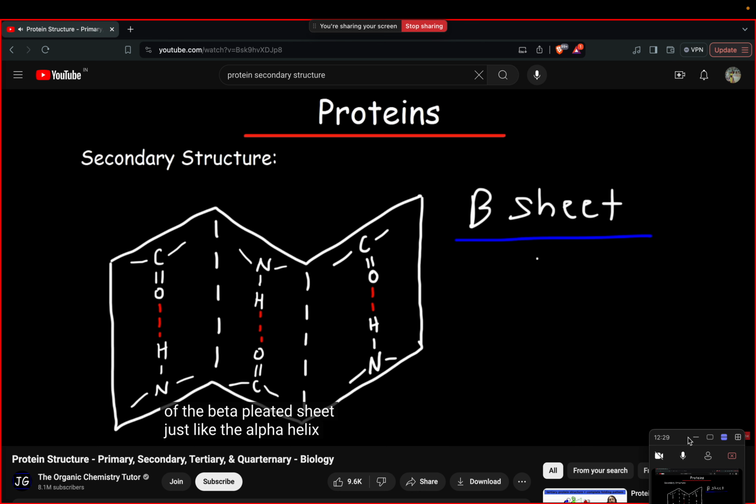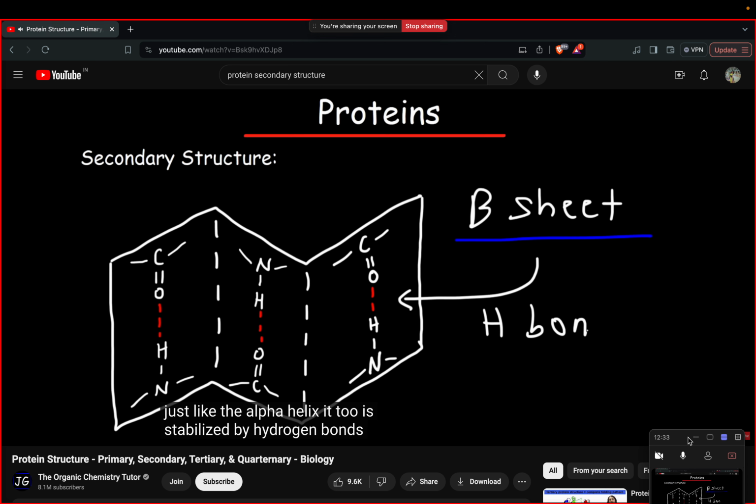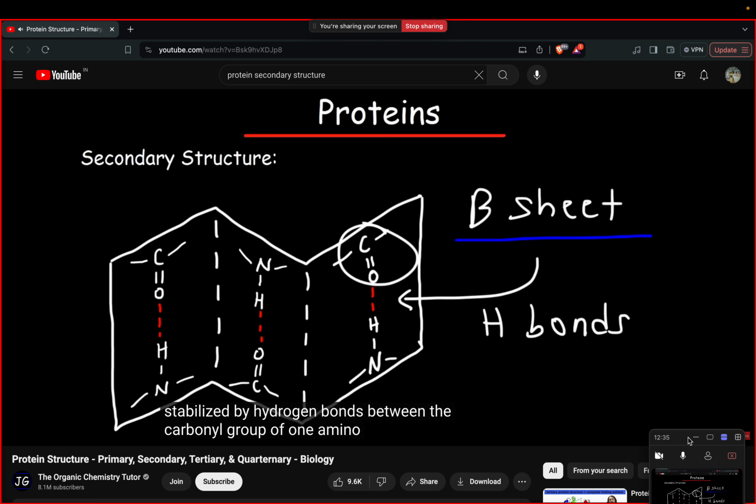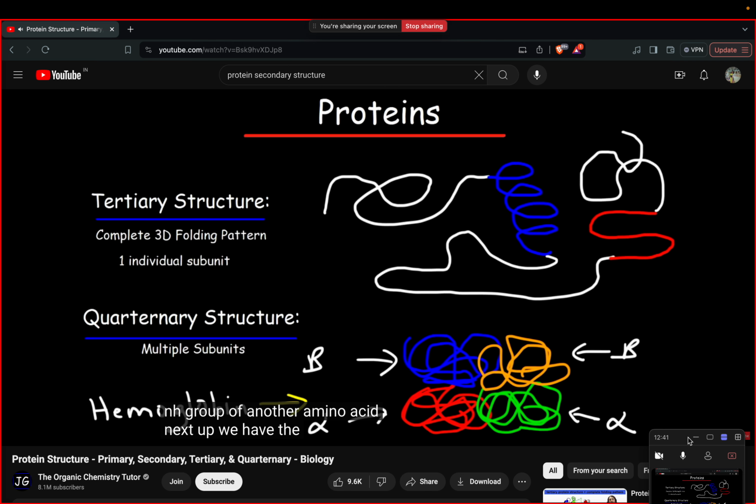Just like the alpha helix, it too is stabilized by hydrogen bonds between the carbonyl group of one amino acid and the NH group of another amino acid. Next up, we have the tertiary structure, which represents the three-dimensional complete folding pattern of the protein.